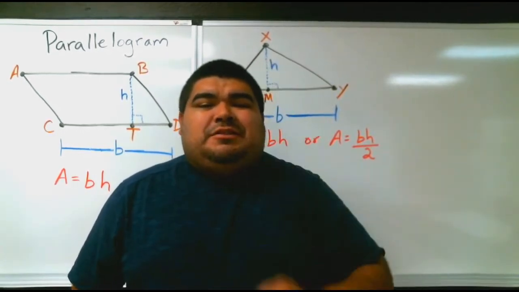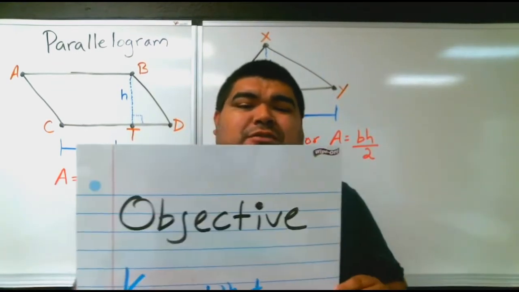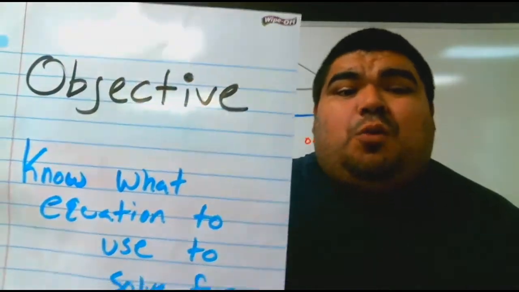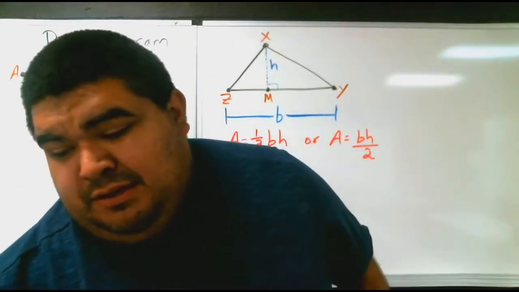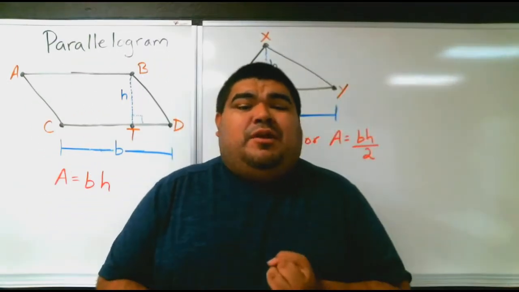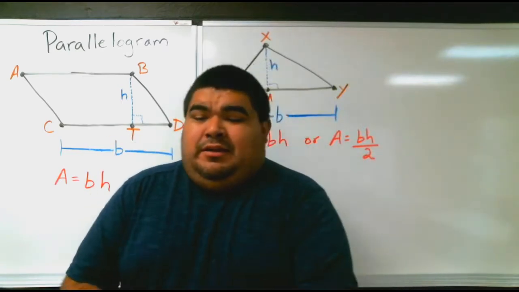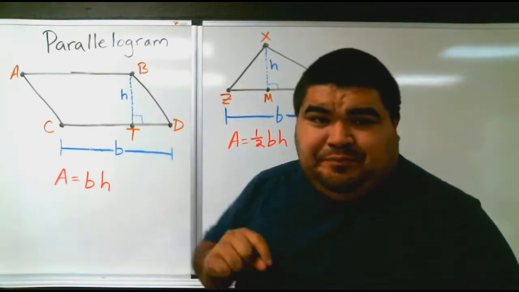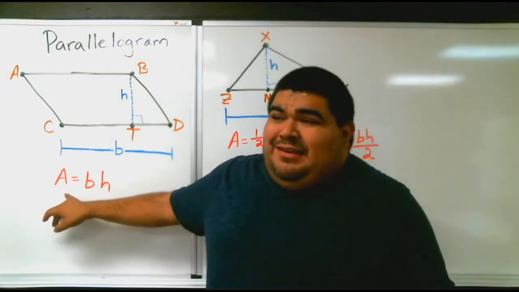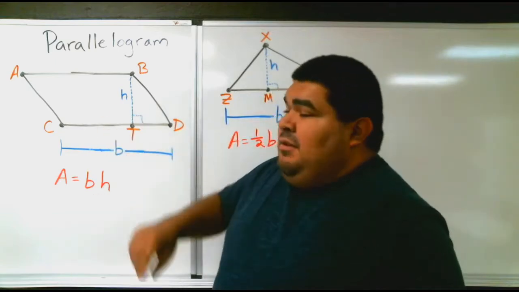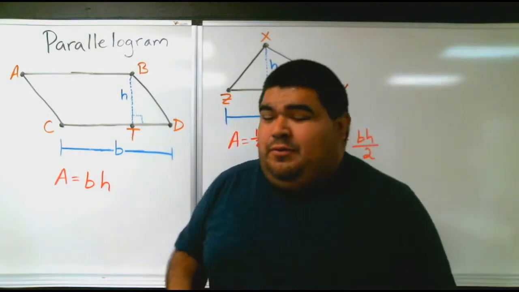Notice that I have two shapes up here on the board. Don't worry yet about those. Our objective for today is to know what equation to use to solve for a figure, meaning it can be a triangle or a parallelogram. Those are our basic ones for today. Today we're finding the area of two different shapes: a parallelogram and a triangle.